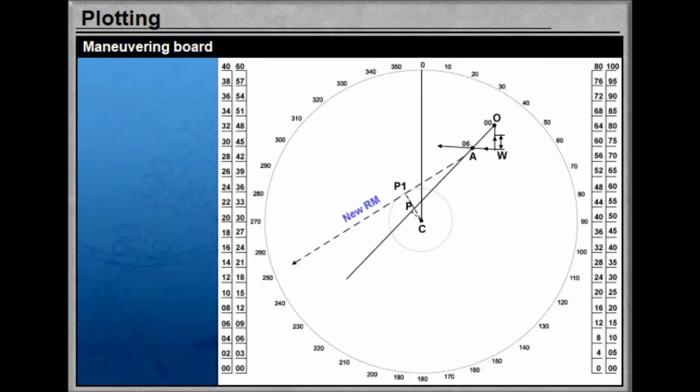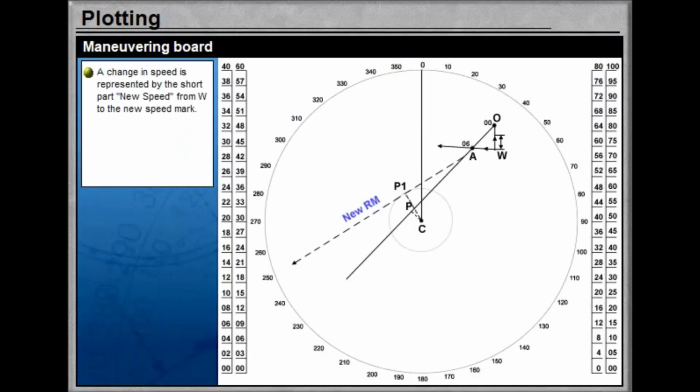If a change of speed is preferred, the new speed, as an alternative to turning starboard, can be achieved as shown on the plotting diagram. A change in speed is represented by the short part, new speed, from W to the new speed mark. If your own speed from time 09 is reduced to 11 knots, the target will pass with a CPA of 2 nautical miles on your port bow.